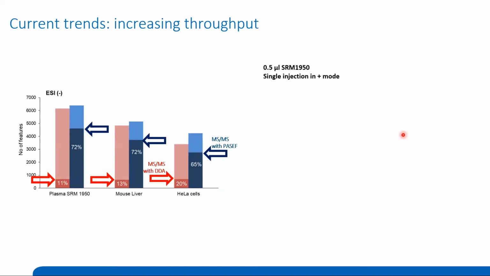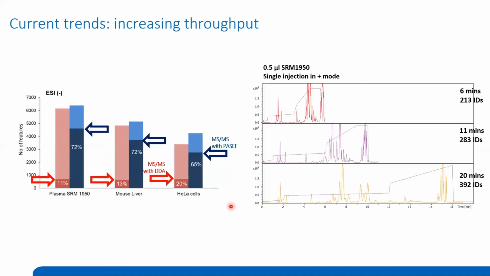So this is the workflow as it is at the moment. We are seeing a trend in the field for increasing the throughput of analysis. So with PASEF, we're able to obtain more MS spectra in a shorter time. So we've run SRM 1950, mouse liver, and HeLa cells through our 4D-Lipidomics workflow. And we found that we always obtain more than 65% of the features with MS/MS spectra, enabling us to give more confident lipid IDs. And we can use this increasing speed of acquiring MS/MS to shorten our LC gradient.